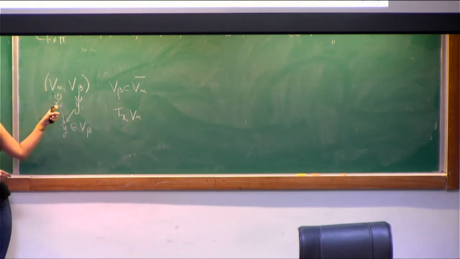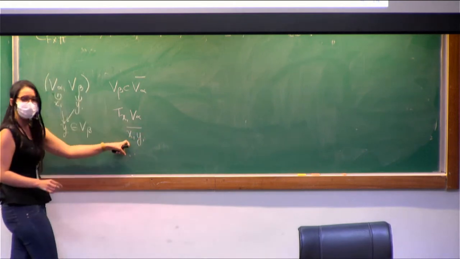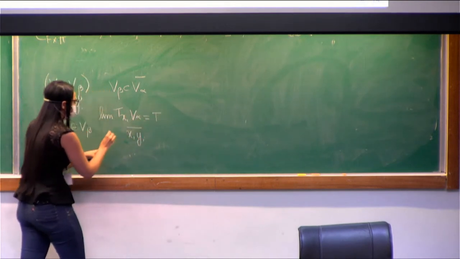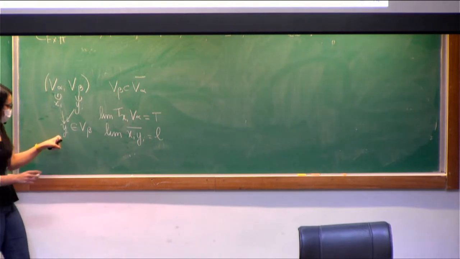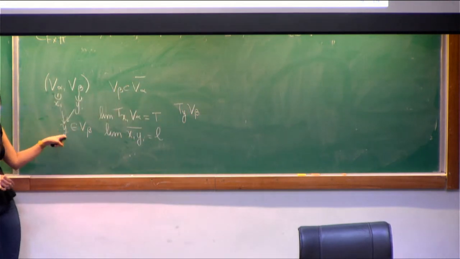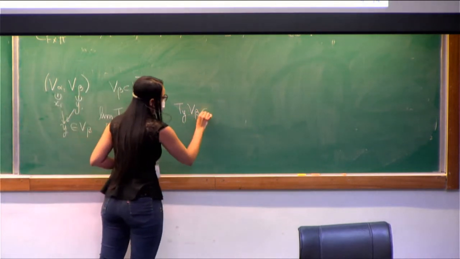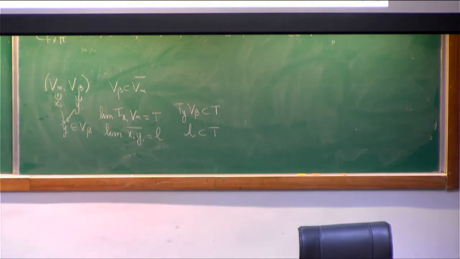And if we take these two points, Xi and Yi, we have also defined a line. We can suppose that the limit of these tangent spaces is T, and the limit of this sequence of lines is L. So we take the tangent space to V beta at our limit point, and the condition that Whitney defined is that this tangent space should be contained in the limit T, and also the line L should be contained in that limit T. So this is what is called a Whitney stratification.